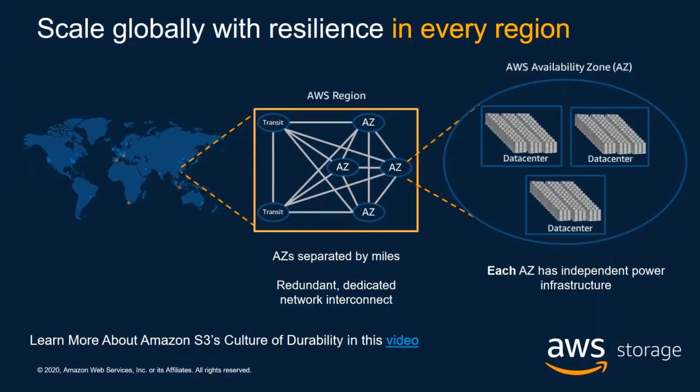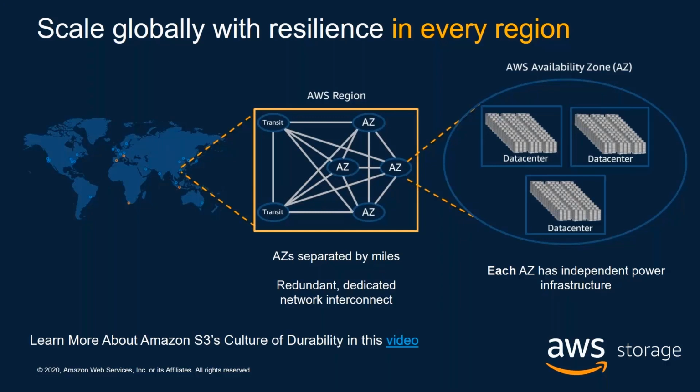On this next slide, we go into a bit more detail about the availability zones and the data centers, and you really see how that architecture is to your benefit. The availability zones are separated by miles. You have redundant dedicated network interconnects between the different facilities where your data is stored. Then you have independent power infrastructure, and all of this feeds into the fact that we're able to durably store your data, in all storage classes except for one zone infrequent access, in 3 or more availability zones.